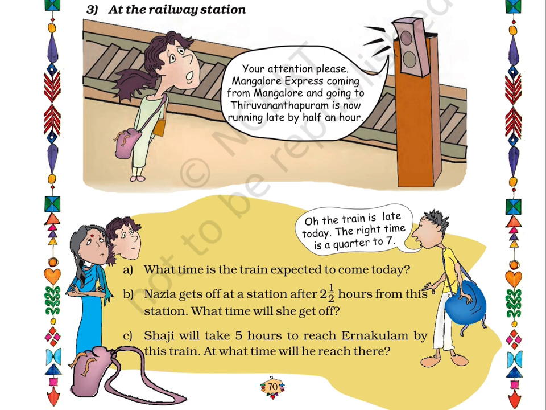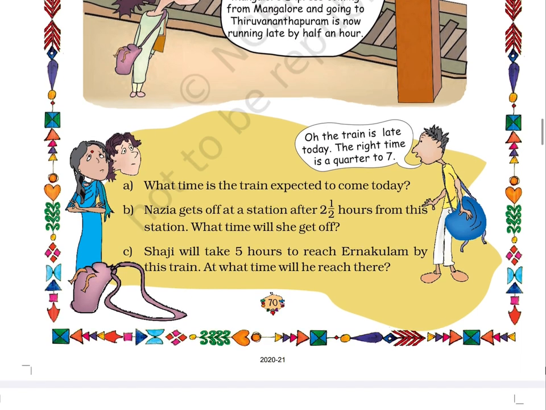A. What time is the train expected to come today? B. Nazia gets off at a station after 2.5 hours from this station. What time will she get off? C. Shaji will take 5 hours to reach Ernakulam by this train. At what time will he reach there? Part 4. Chapter 4 ends.